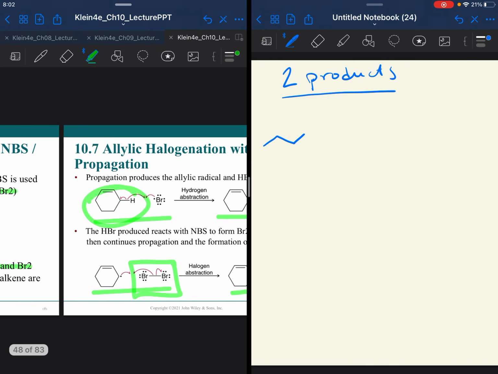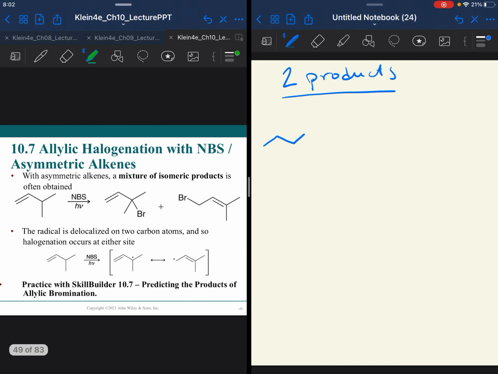But if you have an asymmetric double bond, that gives you two different radicals, right? The bromine could add to either one, and it could give you two different products. I was going to compare it to a reaction from organic two, but that would be so silly, so I will not do that. If we are going to use NBS and light here, we know that the bromine radical, so I'm going to go ahead and bring this in.